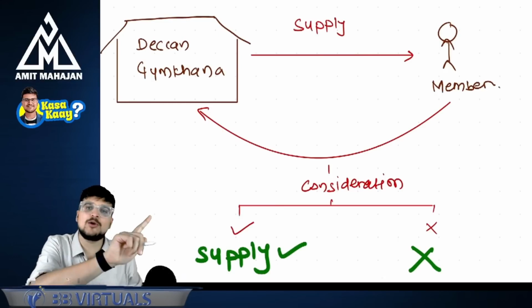Perfect. So please understand, if it is without consideration and if it is from an unrelated party, is it a supply? No, it will not be considered as supply. Are you clear with this point? See here, check number two, whether Amit is a related party or not for his sister. And for this, check the definition of family. Check whether Amit is dependent on his sister.